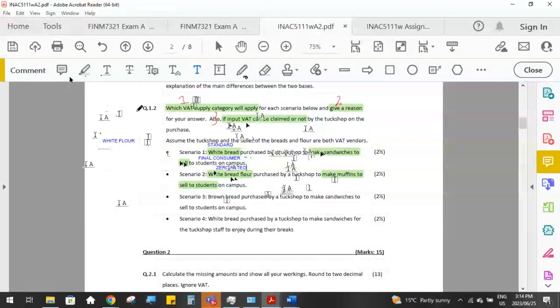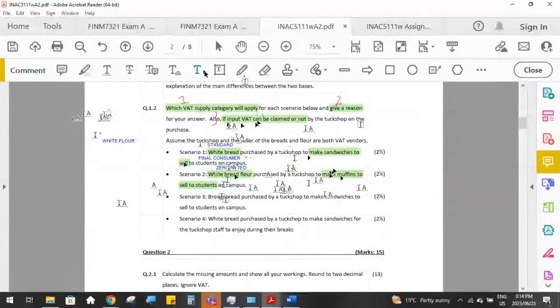So whether it's white bread flour or brown bread flour, it is zero rated. No VAT is added to that. So again, the shop is using that white bread flour in order to make an item that they in turn are going to sell to the students. So they are consuming that white bread flour as a legitimate business expense in running their business. But because white bread flour is zero rated, there is no VAT to claim.